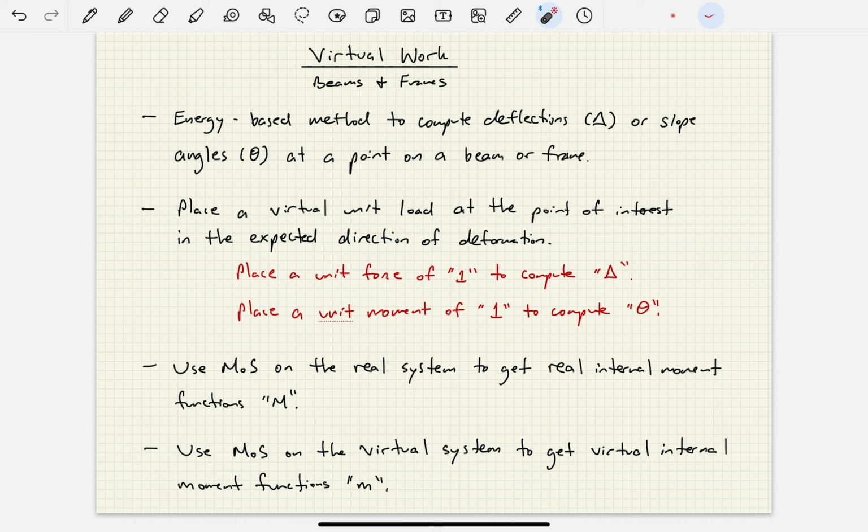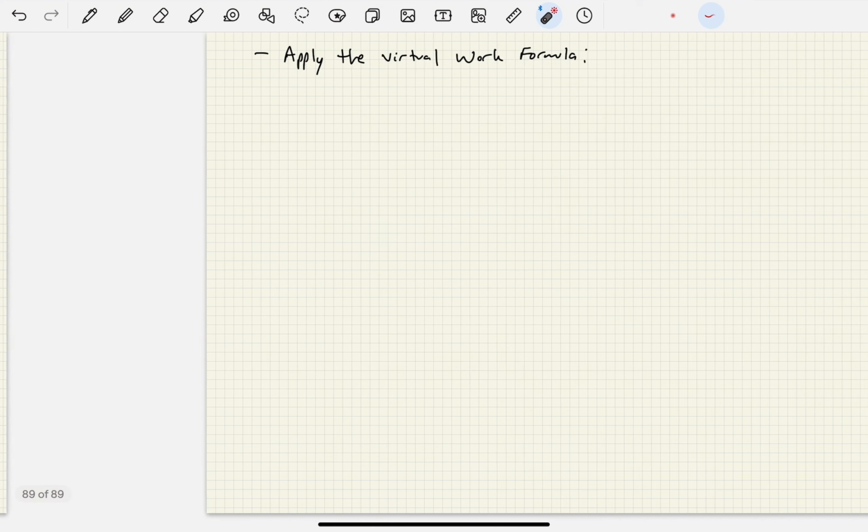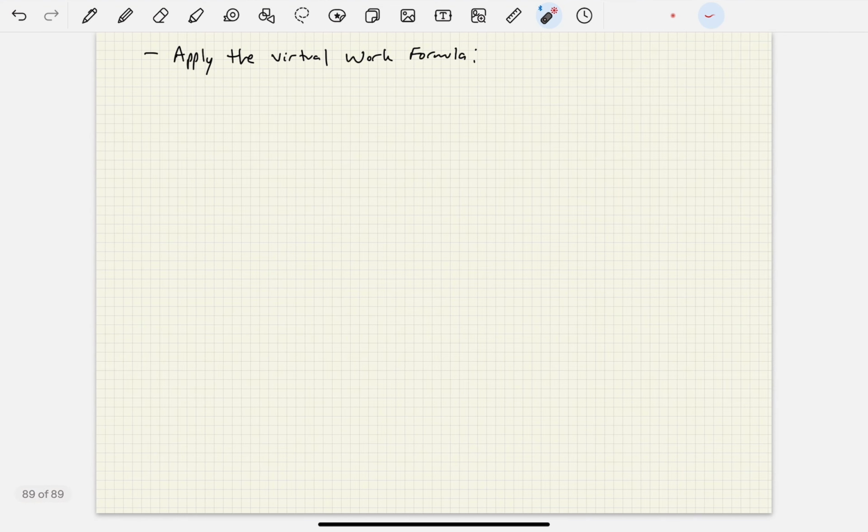Now we're going to have to use this method of sections and make however many cuts are necessary based on the specific problem we have, okay? So let's turn the page here. At the very end, we're going to apply the virtual work formula, whichever version of the formula we need, either to get a displacement or a deflection delta or a rotation angle theta, okay? So here is how this comes out.